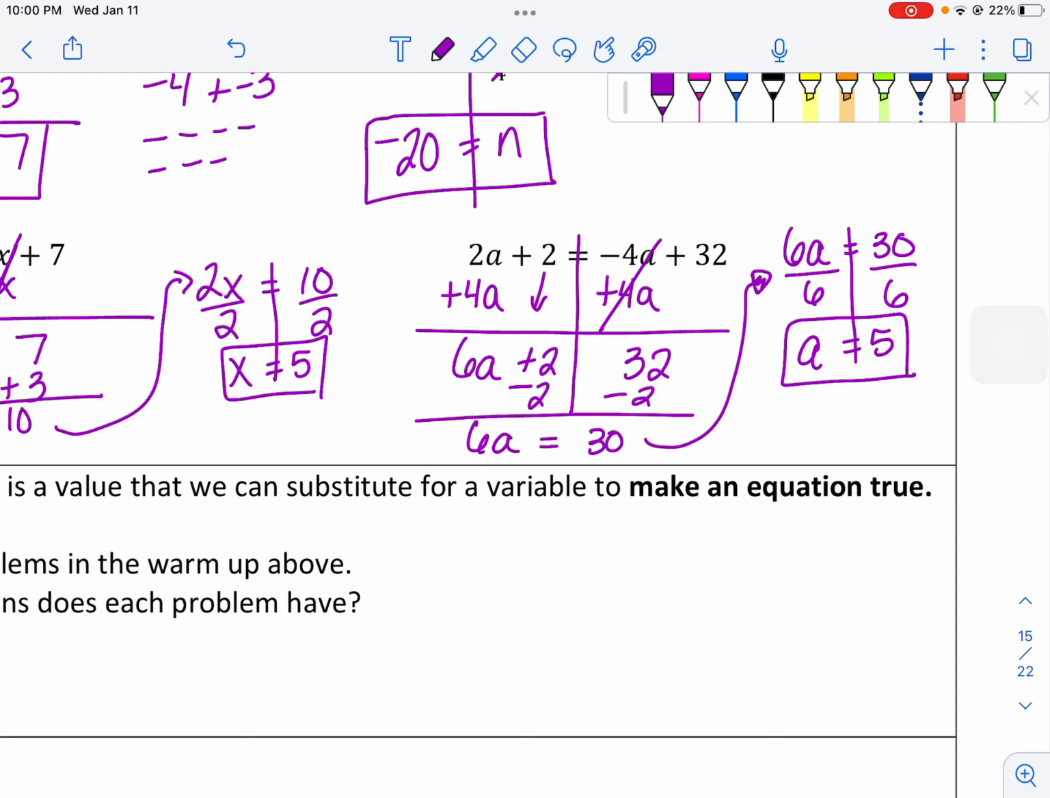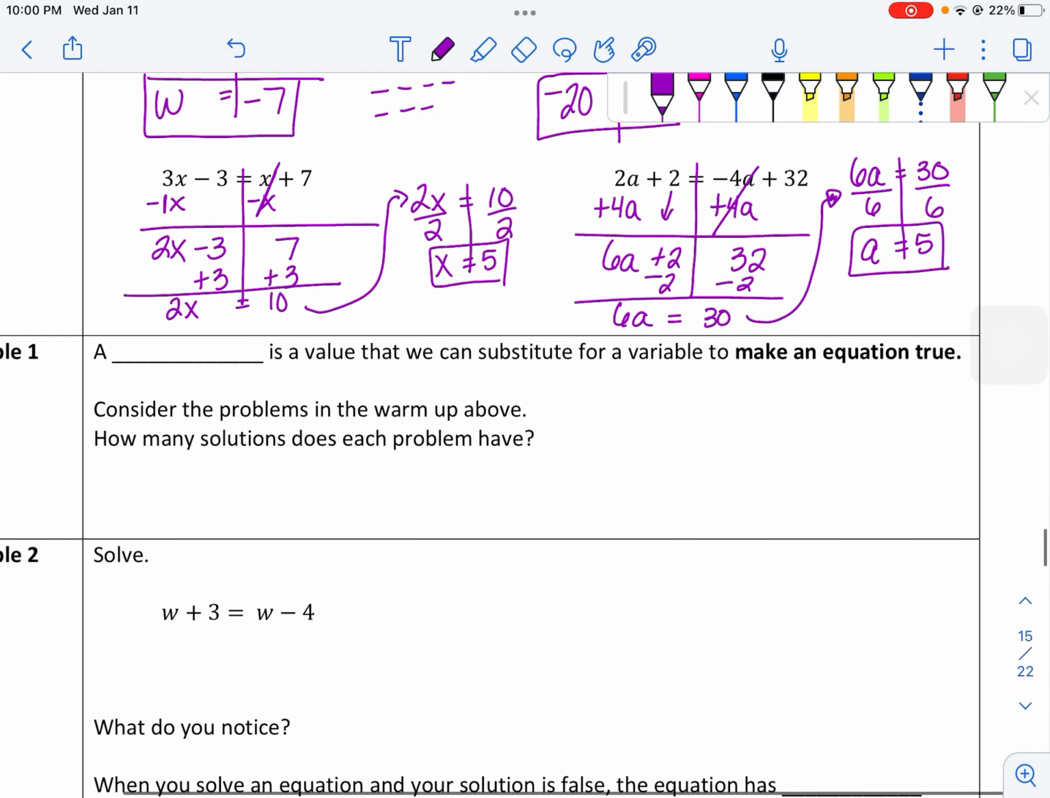Now we're going to talk about different types of solutions. A solution is a value that we can substitute for a variable to make the equation true. And that's the whole point. Like in the last video I did, we ended up plugging it in and we got 11 equals 11, which is a true statement. When that happens, it means that value for the variable was our solution, because it made the equation equal, the same number on both sides.